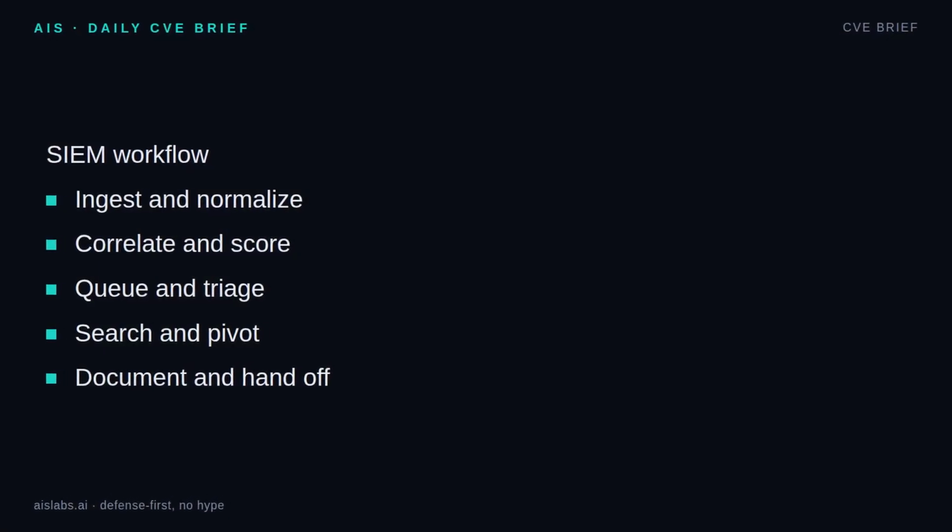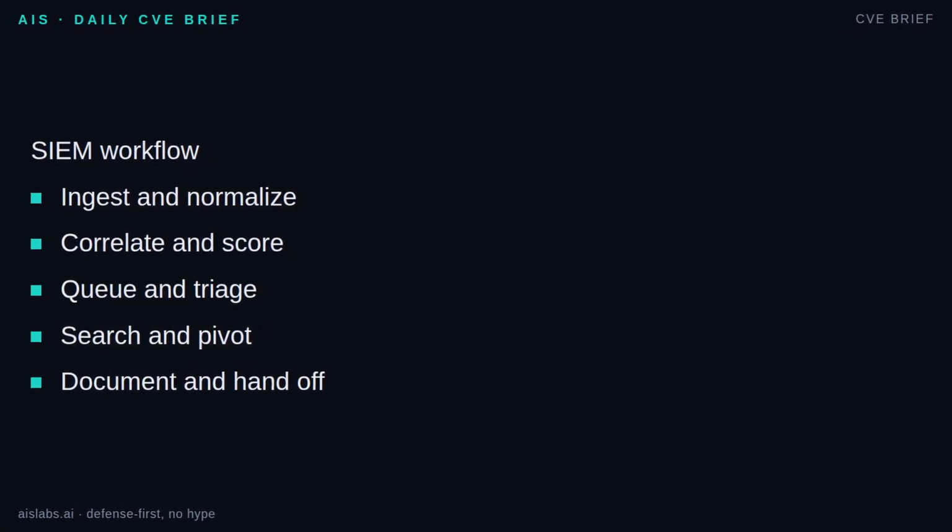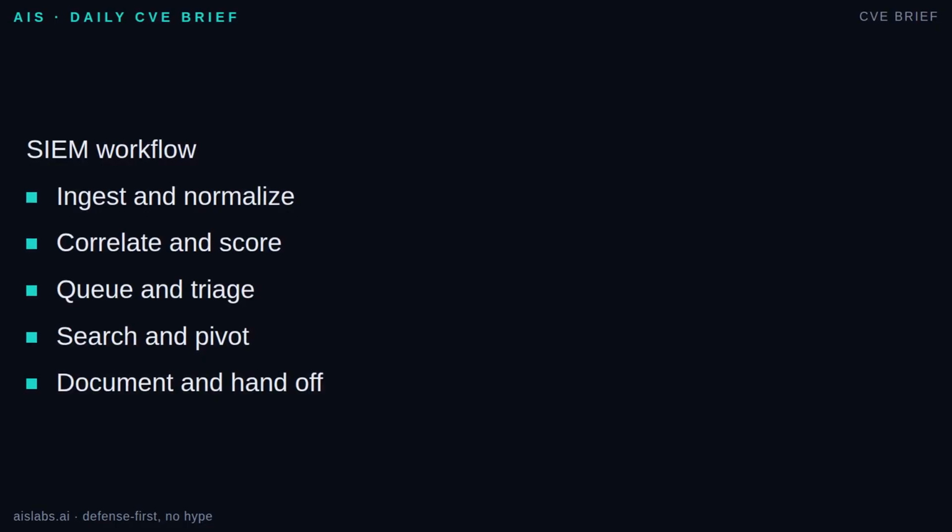Here is the daily flow. At shift start, the analyst opens the queue and reads the overnight summary. Which alerts are new? Which are aging? Which were already triaged? The SIEM ingests logs from approved sources, normalizes fields like user, host, IP, action, and time, then runs correlation rules. Those rules create alerts when patterns match.